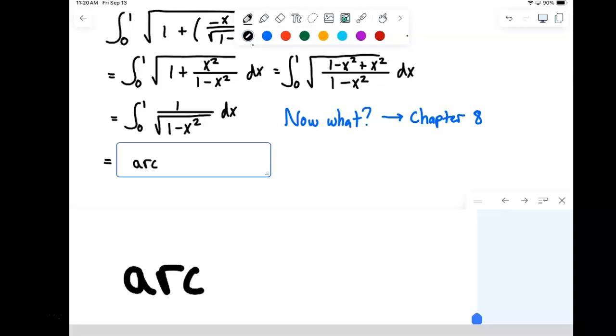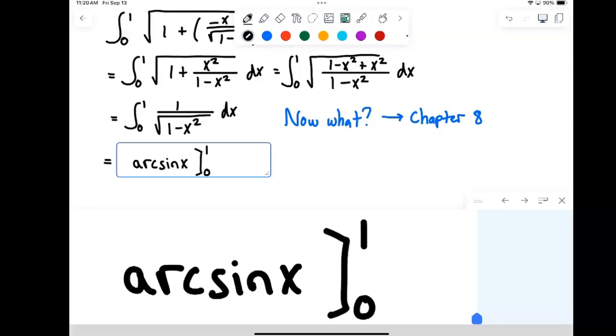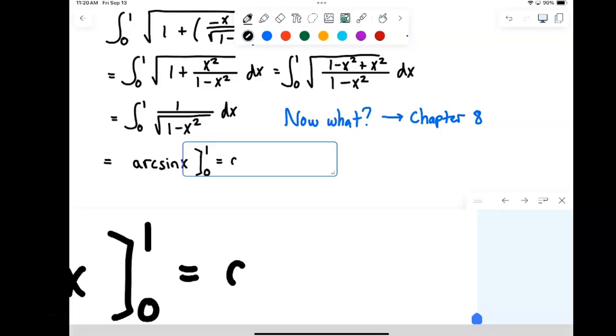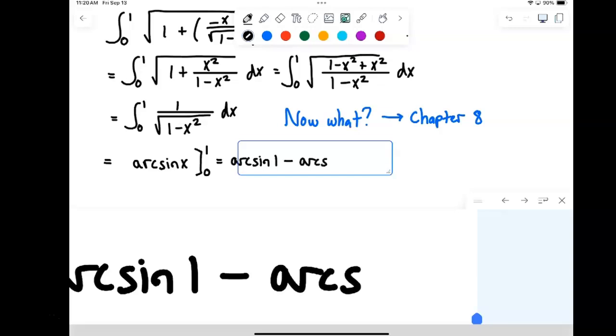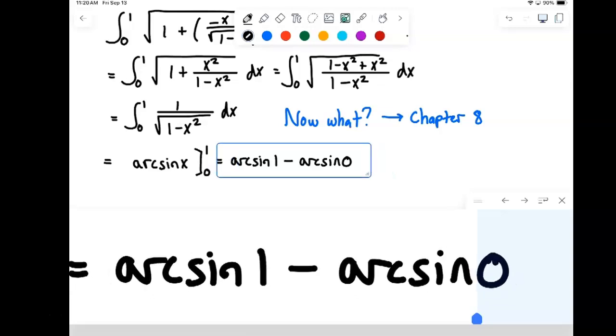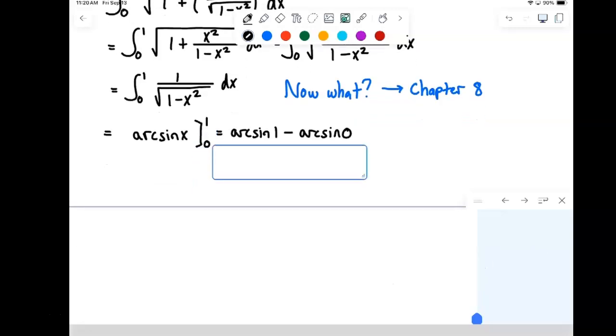So the integral will be arcsine x, and then evaluating it between the two endpoints 0 and 1. So we get arcsine of 1 minus arcsine of 0. Remember, these are in radians because anything with calculus and trig functions, we're talking about radians. So arcsine of 1 is asking what angle in the first or fourth quadrants between negative pi over 2 and pi over 2 gives me a sine of 1. And we say, well, we know that is pi over 2.